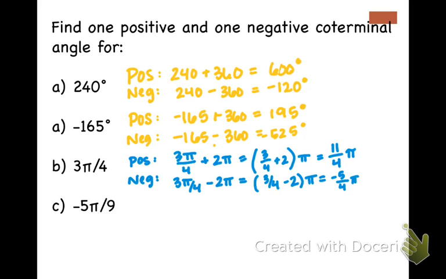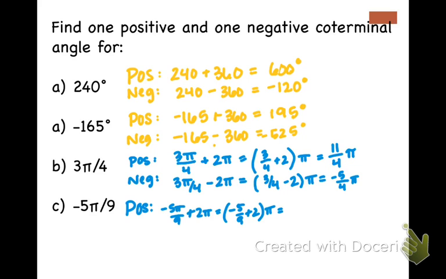Okay, same idea with this last one here, negative 5 pi over 9. To get a positive, I want to add negative 5 pi over 9 plus 2 pi. And I can do that in my calculator, negative 5/9 plus 2. You can do that by hand, make 2 into 18/9.